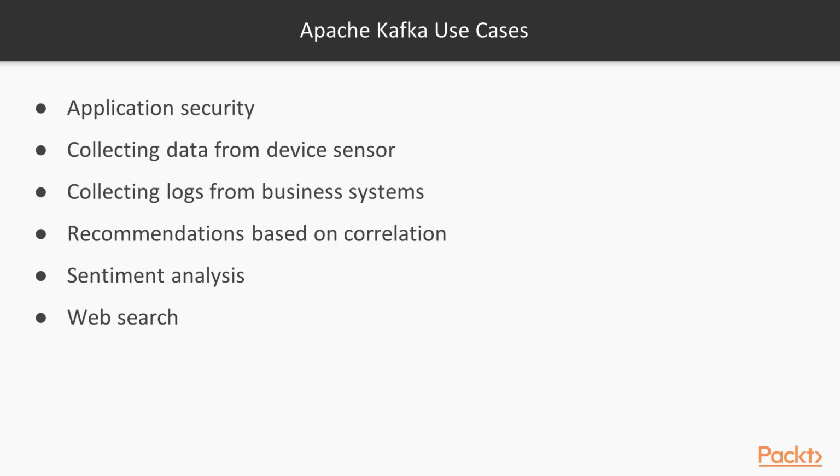First is application security: login analysis, brute force attack detection, systematic denial of service attack detection. Second is collecting the data from device sensors, including sophisticated sensors like surveillance cameras to GPS cell phone sensors, and traditional sensors like light, temperature, pressure, and humidity.